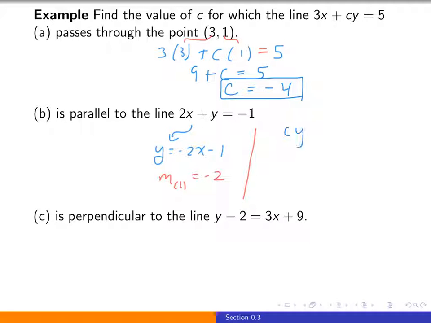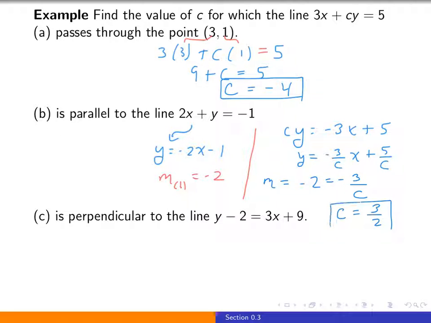So cy equals minus 3x plus 5, and divide by c. y equals minus 3 over c x plus 5 over c. And we need to choose the value of c such that the slope of our line is equal to minus 2. So we need the slope to be equal to minus 2, and we know our slope is minus 3 over c. So divide both sides by 2 and multiply both sides by c. So c needs to be 3/2.